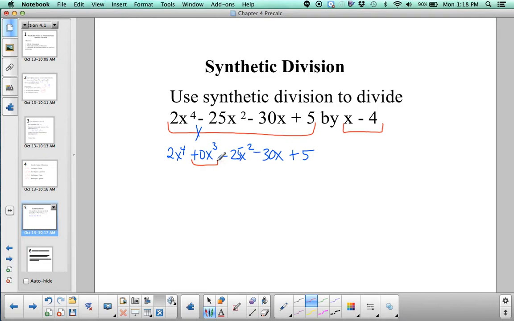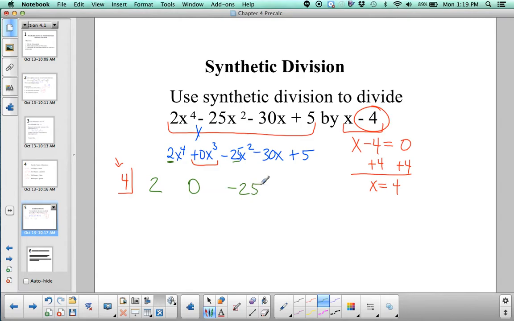And now to divide by the x minus 4, what we're going to do is take the opposite of this. One way to think about it is you're setting it equal to 0 and solving. So that number goes here. And then we're going to take the coefficients of each of the terms. So I'm going to take a 2, and then a 0, and then a negative 25. Make sure you take the sign. A negative 30, and a positive 5. Right? And now what you do is you drop the first number, and that becomes 2.